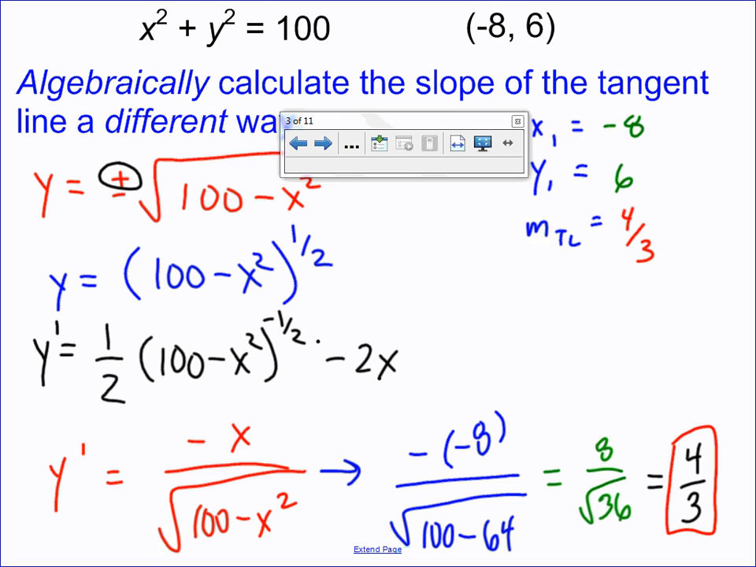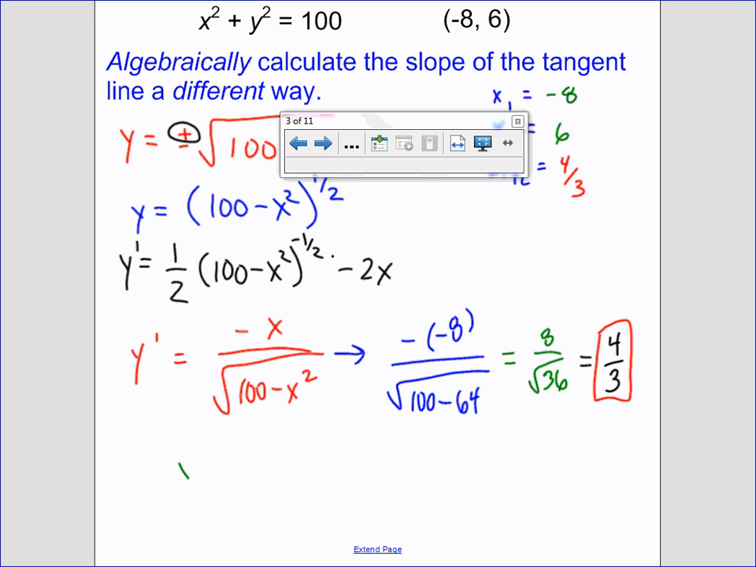And we can then do our y minus y sub 1 in the same way. Equals quantity x minus x sub 1. So we'll just stop there. Y minus 6 equals 4/3 times quantity x minus negative 8 is x plus 8. And in this case, we do the dot, dot, dot. Dot, dot, dot. That's fun. That's my favorite part. You know the rest.